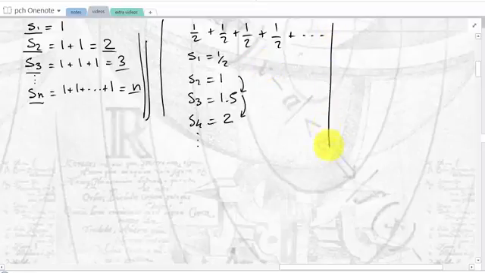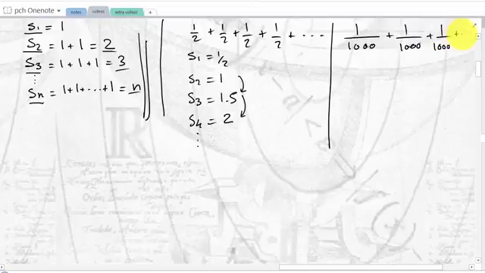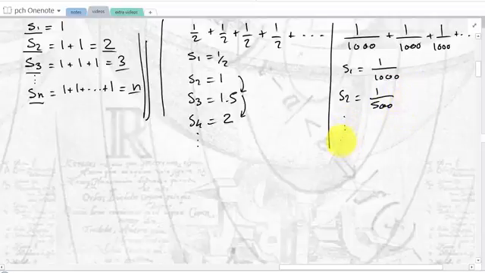And that would be true if instead of 1/2 you were taking 1 over 1,000, right? 1 over 1,000 plus 1 over 1,000 plus 1 over 1,000, an infinite number of times. So here it would be pretty small. S1 would be 1 over 1,000. S2 would be 1 over 500. So it's a very small number. But if you keep on going like that, Sn would be n over 1,000, right? And this would get larger and larger with n, right?